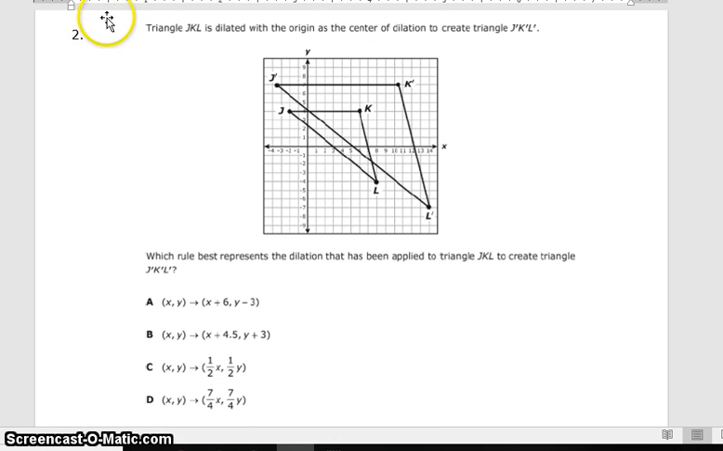Number 2. Triangle JKL is dilated with the origin as the center of dilation to create J prime, K prime, L prime. We got JKL becomes J'K'L'. Which rule best represents the dilation that has been applied to this triangle JKL? So what rule represents this dilation?